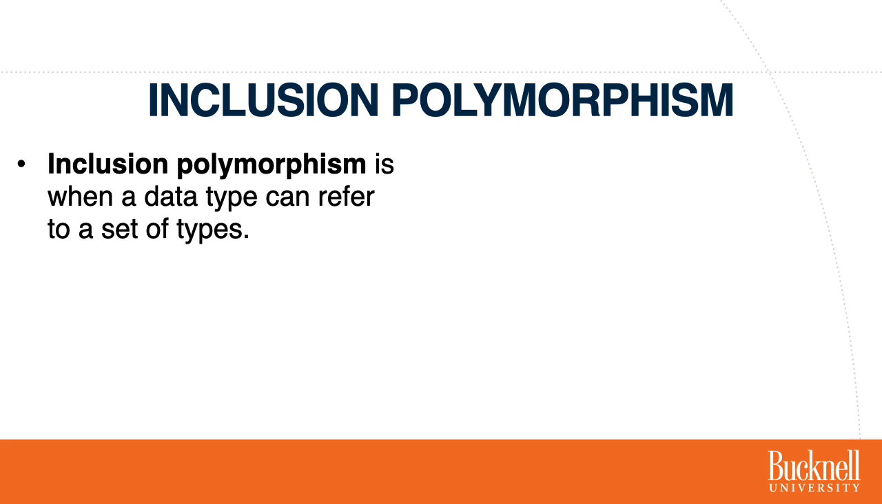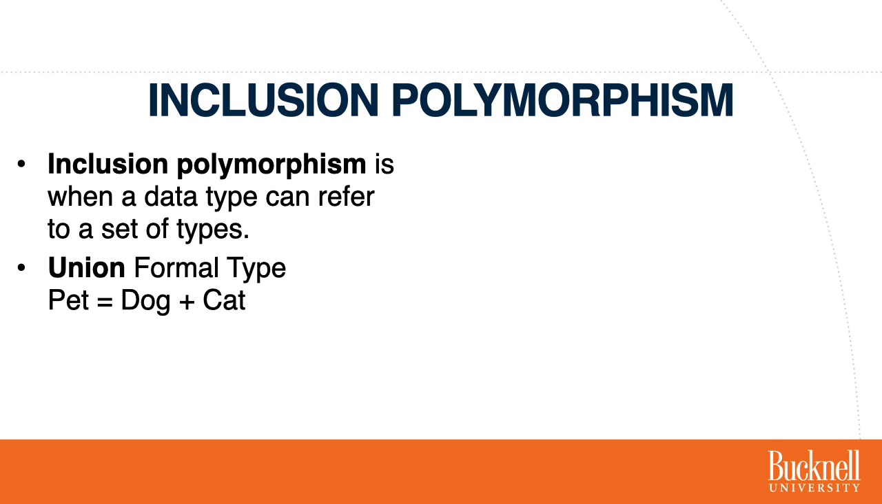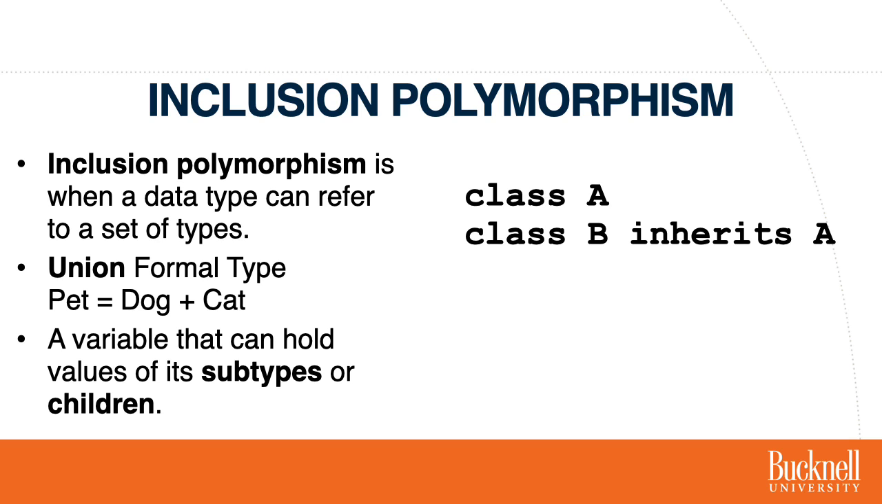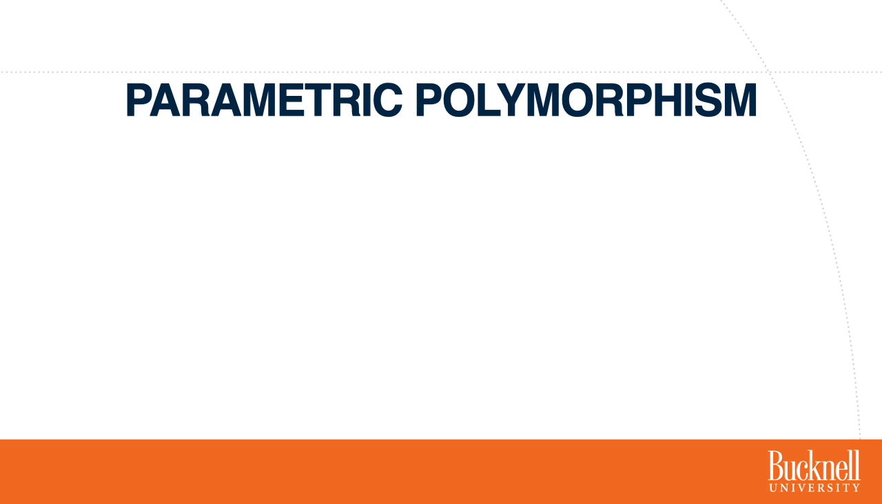Inclusion polymorphism is when a data type can refer to a set of different types. The union type is an example of inclusion polymorphism, such as pet equals dog or cat, meaning that a pet could be either a dog or a cat. Another example is when a variable can hold values of its subtypes or of its children. For example, if you had a parent class A and a child class B that inherits from A, and you created an array of A, it would be an example of inclusion polymorphism if the array of A's can include a B.